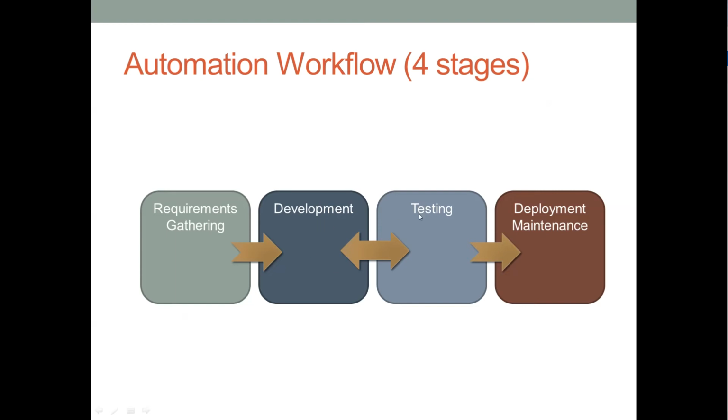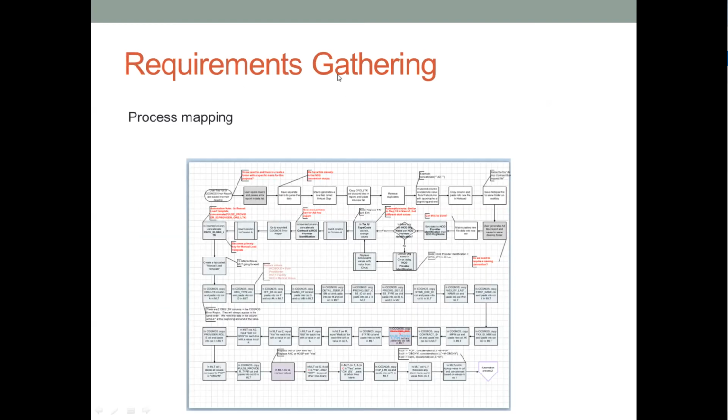The third stage is testing. Now, there's two levels of testing. There's obviously the testing that you're doing while you're developing, but then there's also unit testing and kind of formal testing that you do after the development is done. And then there's a stage of deploying that automation to your team and the users, and then maintaining that automation over time. So we like to think of these as the four stages of automation workflow, and each of these is really important. Let's look at requirements gathering.